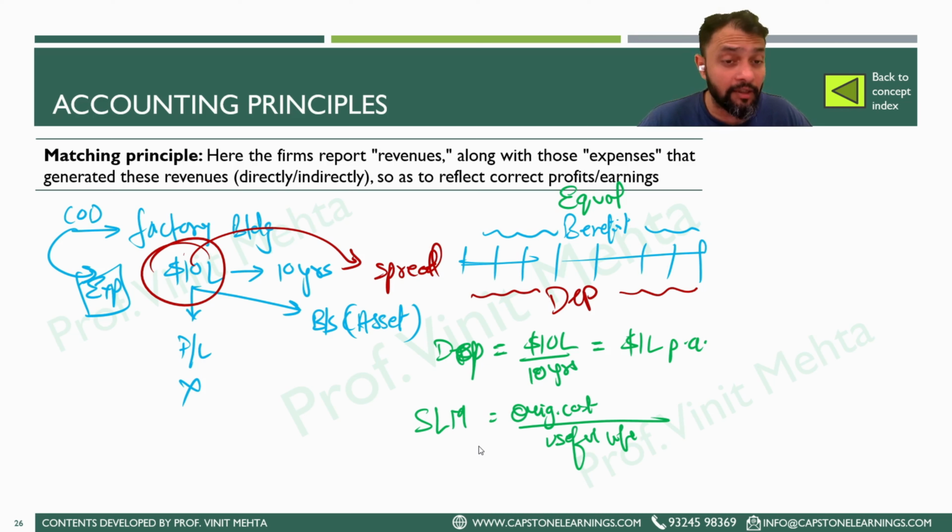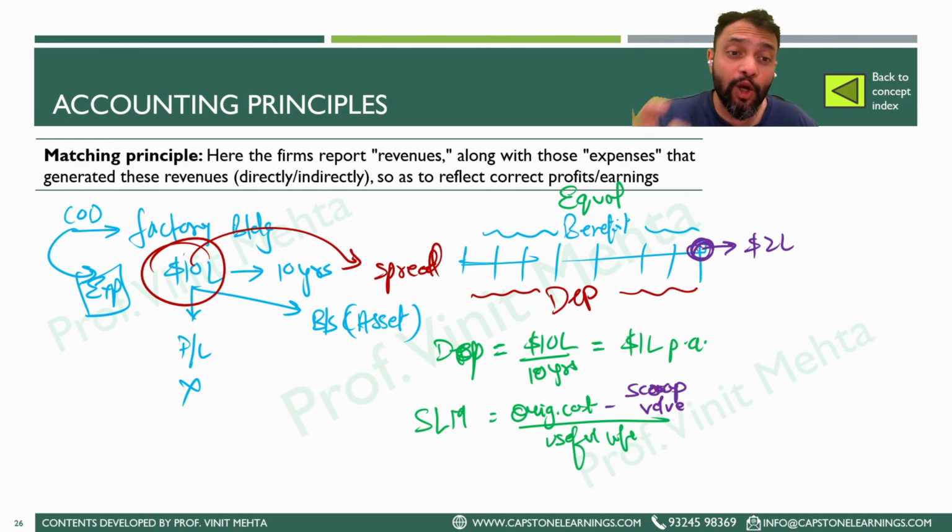Yeah. By the way, this is not the final formula. The final formula is you subtract something called the scrap value. What is scrap value? The value you will get at the end if you were to sell it, let's say $2 lakh. So then, my dear friend, what is your net cost? $8 lakh, 10 lakh minus 2 lakh upon 10 years.